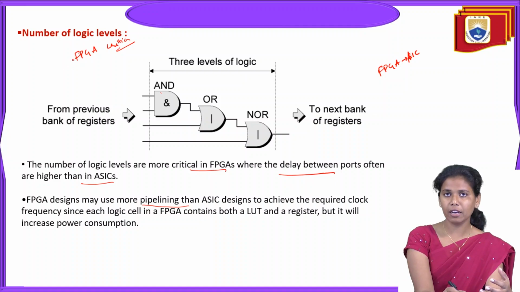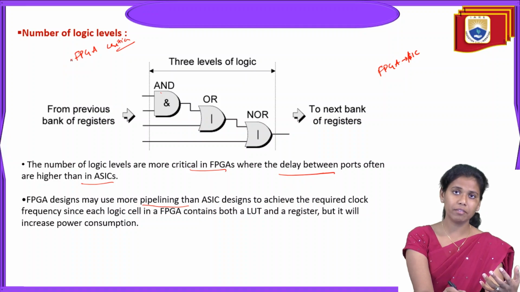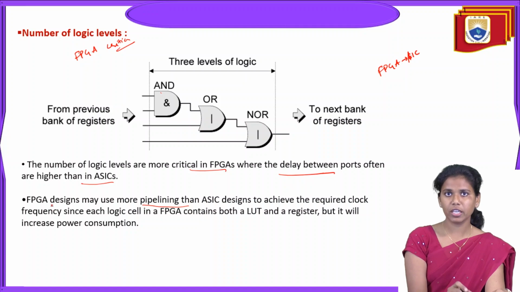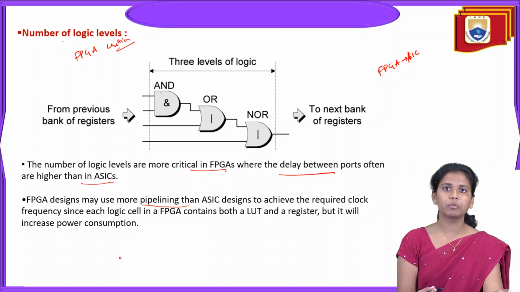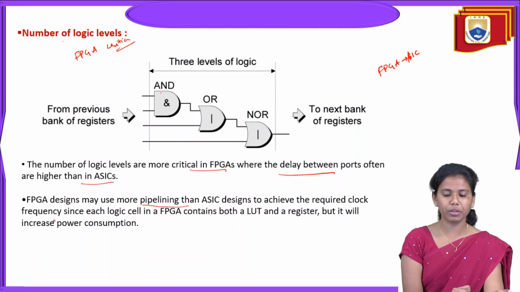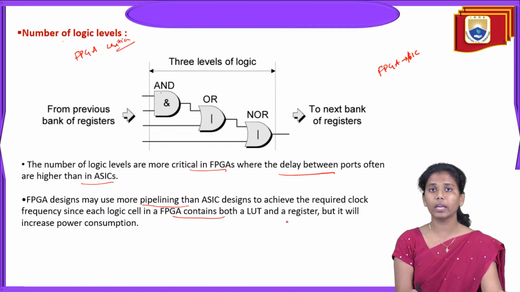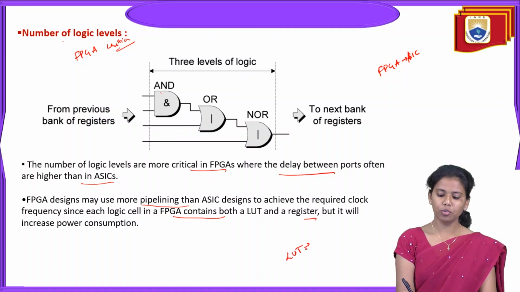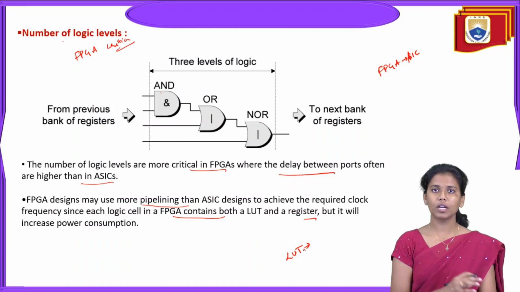So we can say that this is one of the criteria with many disadvantages, right? So in FPGA, with regard to the number of logic levels, we use more pipelines than ASIC designs to achieve the required clock frequency, since each logic cell in FPGA contains both a LUT and registers. Yes, obviously in FPGA design we see LUTs. LUTs are nothing but lookup tables.